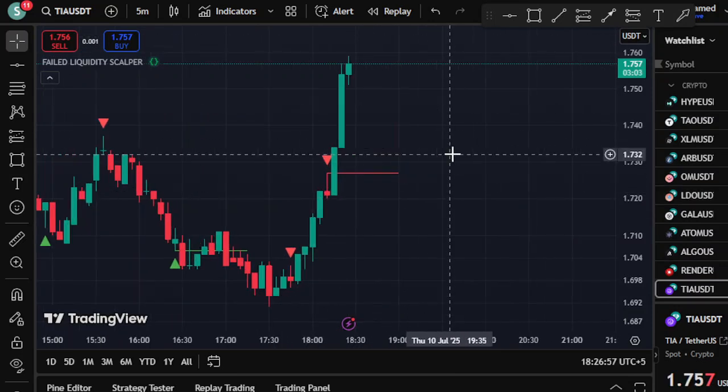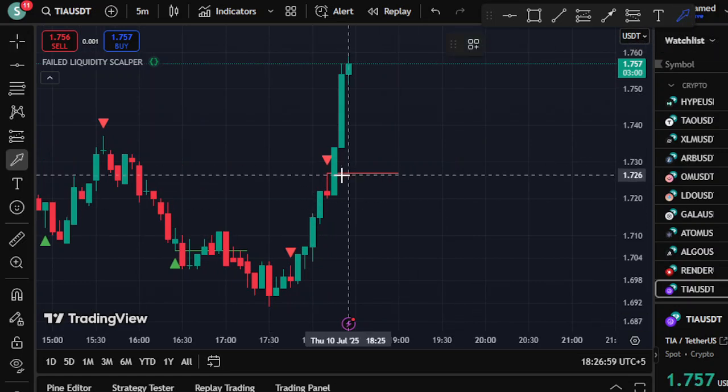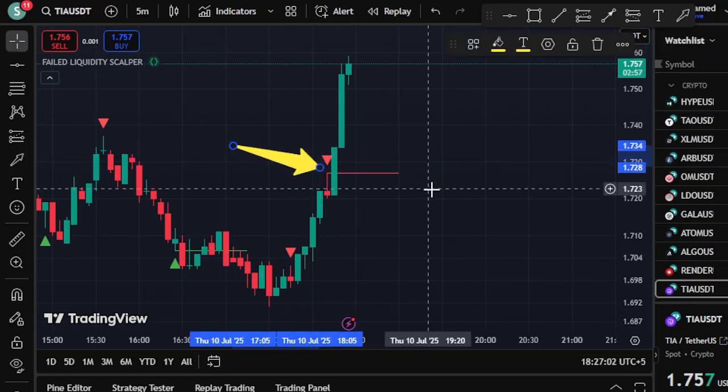Why should this indicator be expensive? The answer is very simple. Where the retail traders will be selling, you will be buying.